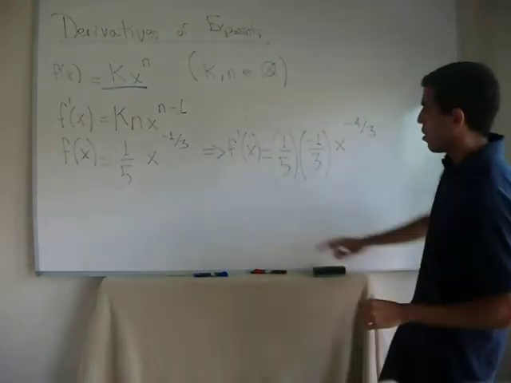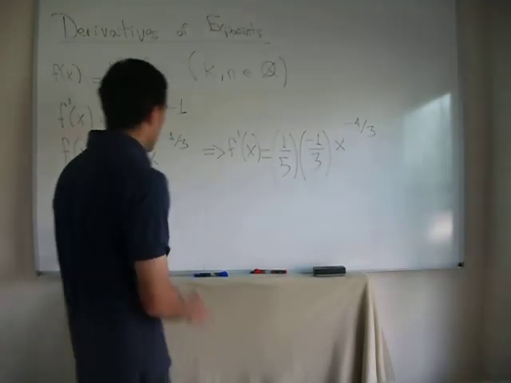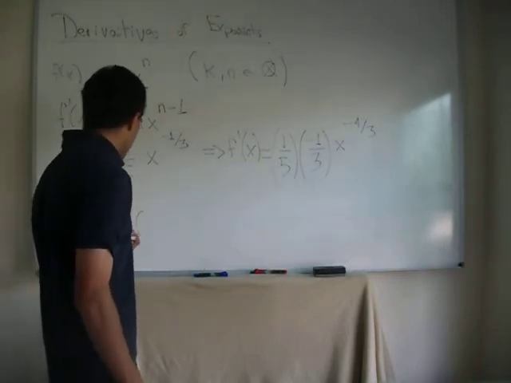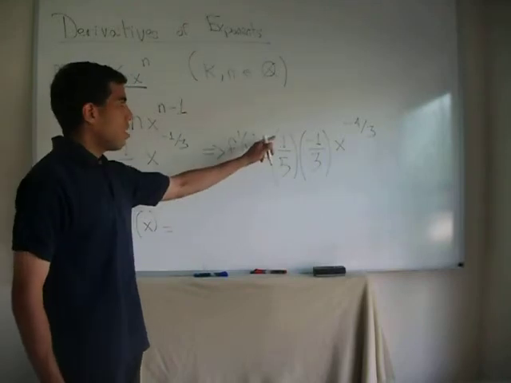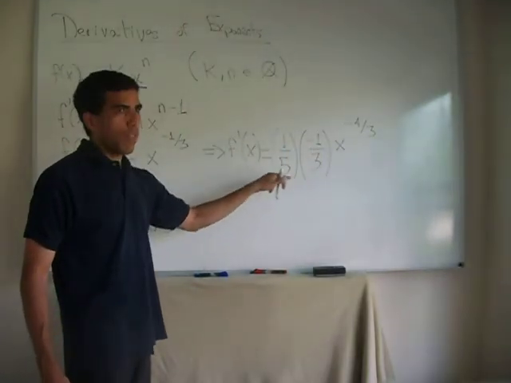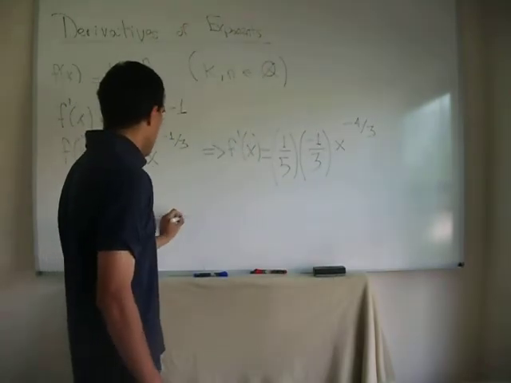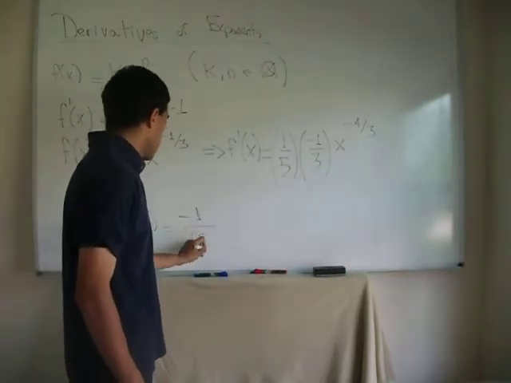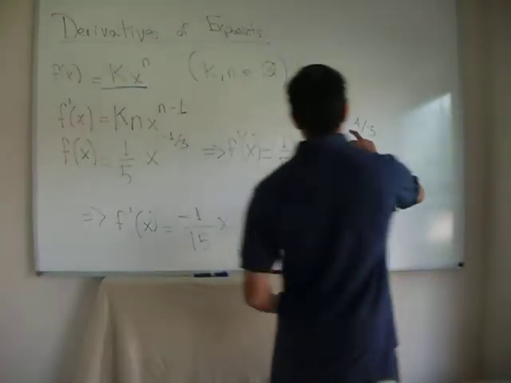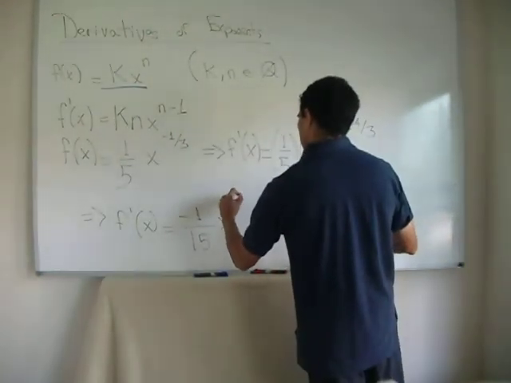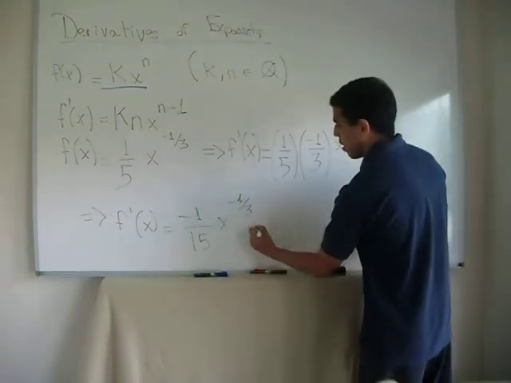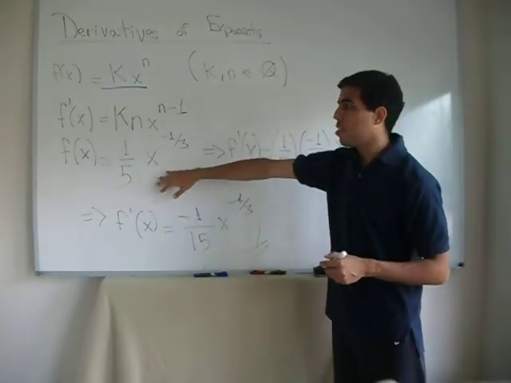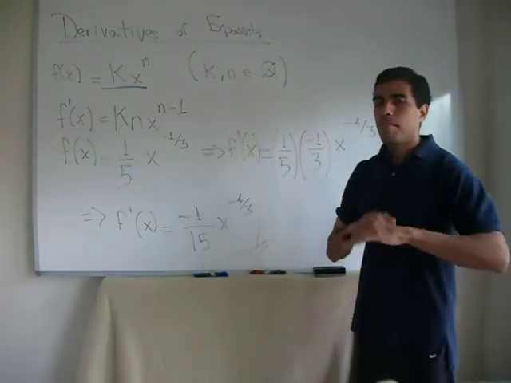We can do it right here at the bottom. This implies that f prime of x equals minus 1/3 times 1/5. The minus stays the same, 1 over 5 times 3 is 15, x powered to minus 4/3. And that's it. That is the solution for the exercise. The fact that we have a fraction, a rational number, in the constant k or in the exponent doesn't affect the rule at all.